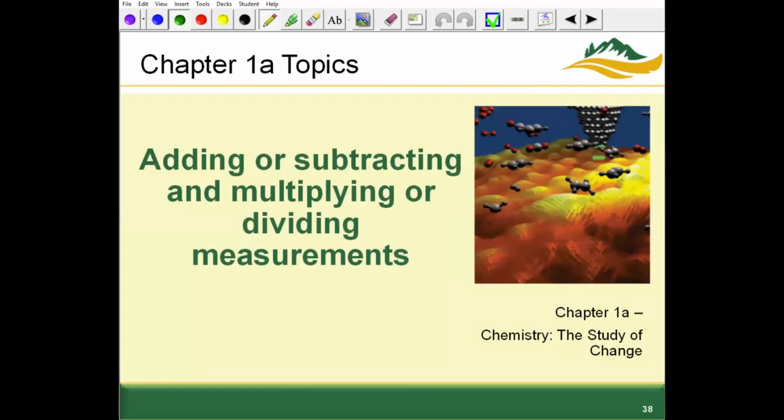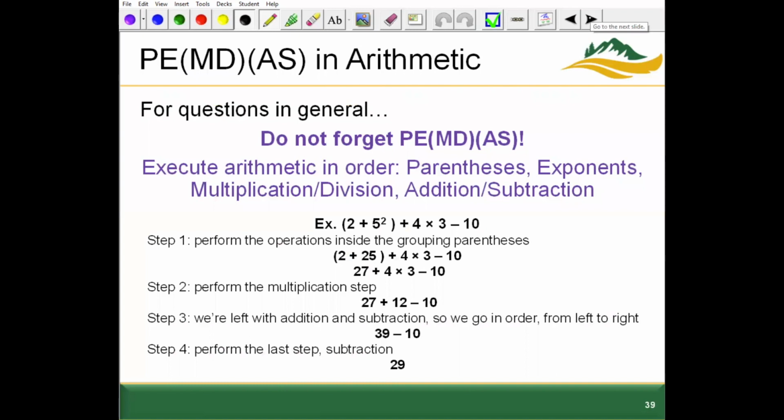The last topic here is doing some adding or subtracting and multiplying or dividing of measurements. So one thing we did mention and talk about just briefly is to be sure to be following PEMDAS: anything in parentheses first, then exponents, then multiplication or division, depending on the order. As the multiplication or division appears, you want to follow the order from left to right.